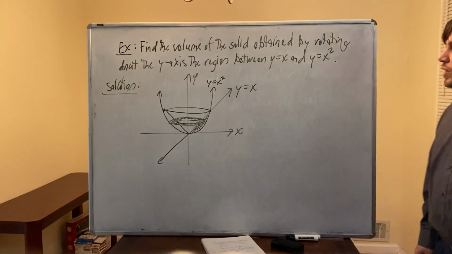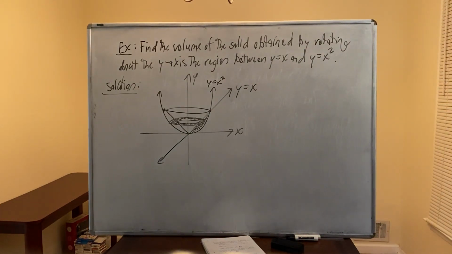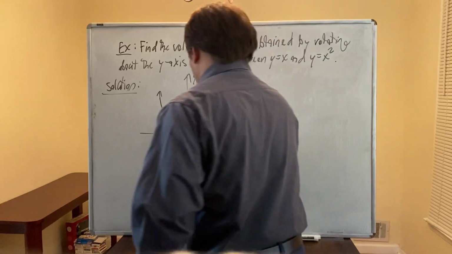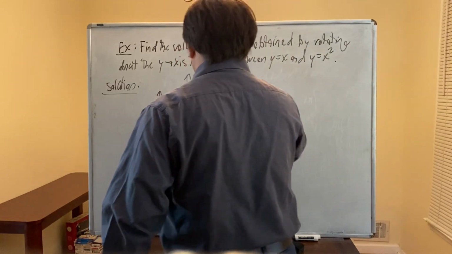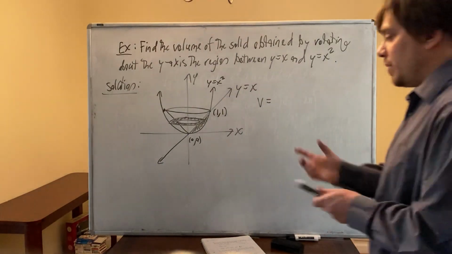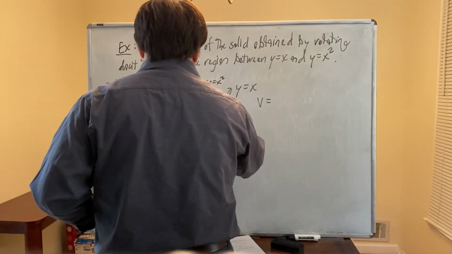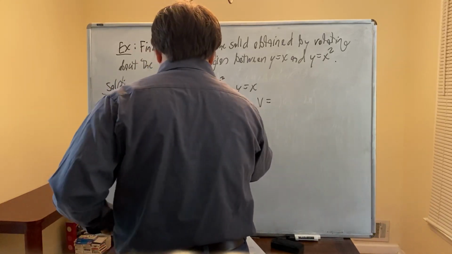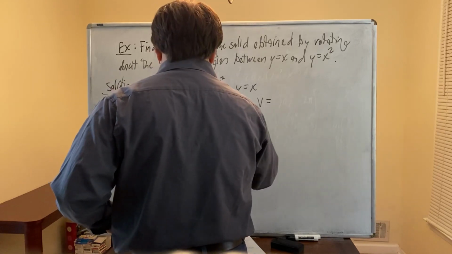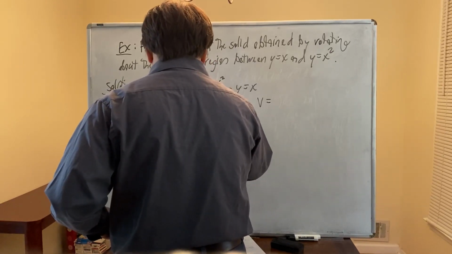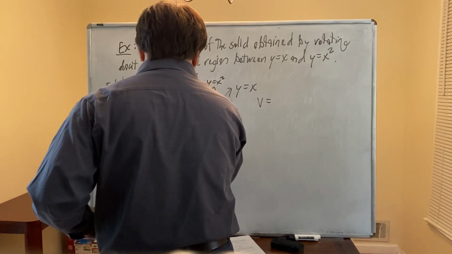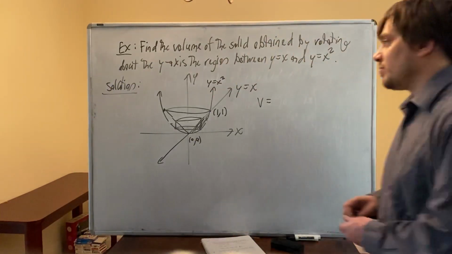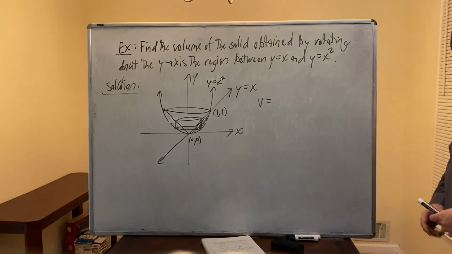Okay, so we have a washer, and so we're going to find the volume. So we take the volume, and that's equal to the definite integral from 0, and here the intersection point is 1, 1. Oh, right. Before we were using the washer method. Now we're going to use the cylindrical shell method. Okay, so we have the cylindrical shell there, so let's find the volume.